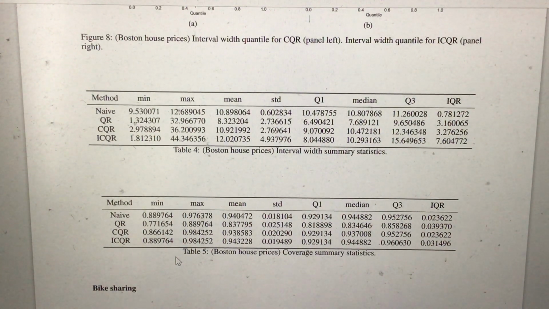It looks similar to CQR, but CQR is not adaptive. So from these two data sets, we can find that ICQR is the most adaptive prediction method compared to the other three.